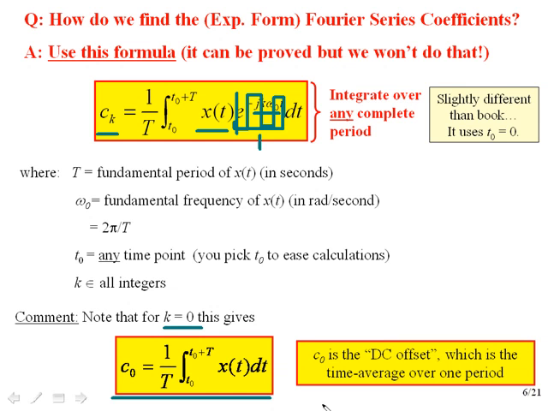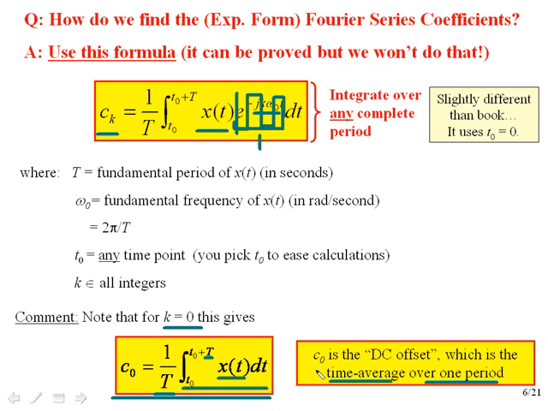If you were given a sequence of n numbers and you were asked to average them together, you would add them up and divide by how many there are. This is a similar idea. We're given x of t over a time interval of length capital T, so we add up the values, that's the integral part, and we divide by how long we have integrated. So this is a time average over one period.